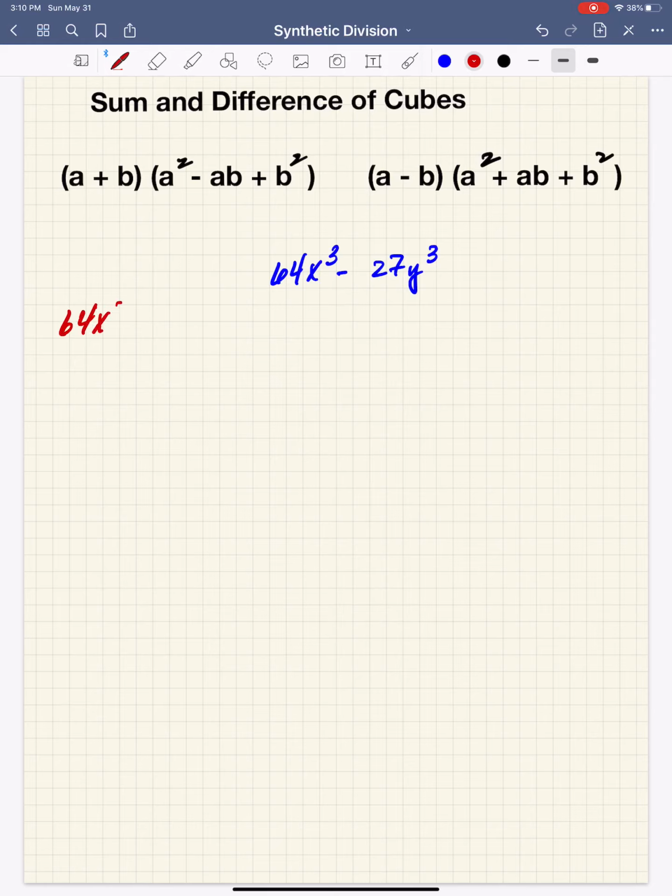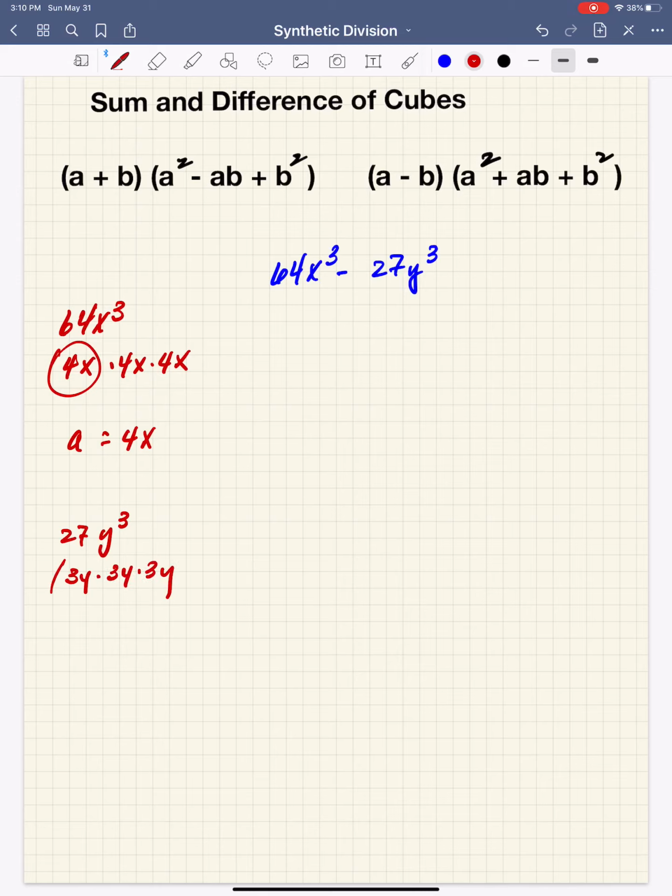64x to the third is going to be 4x times 4x times 4x, so I know the cube root is 4x. For 27y to the third, I know it's 3y times 3y times 3y, and so 3y will be your b value. Okay, so your a is 4x, and your b is 3y. I'm going to use the difference formula here because we have subtraction. So again, I'm just going to ignore the sum formula for a minute.